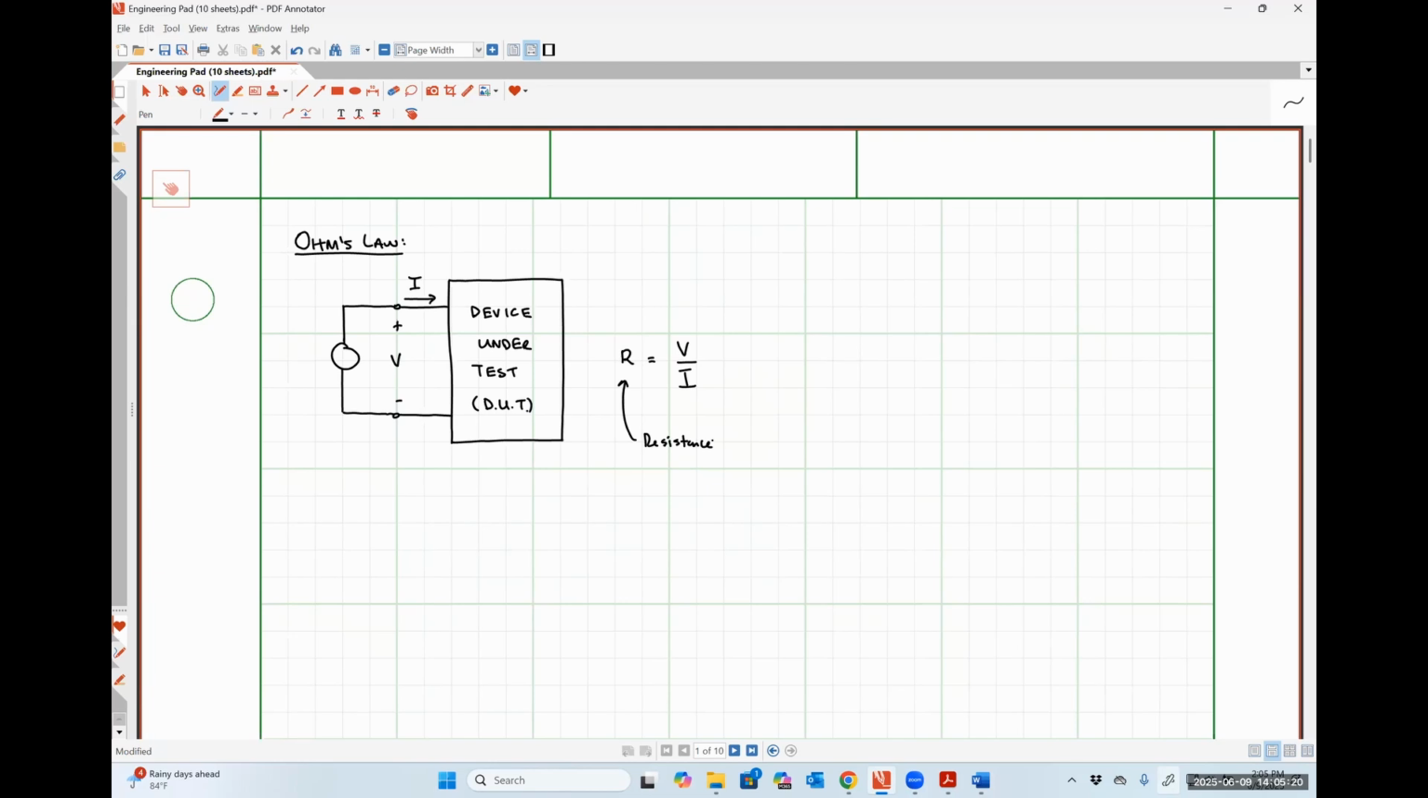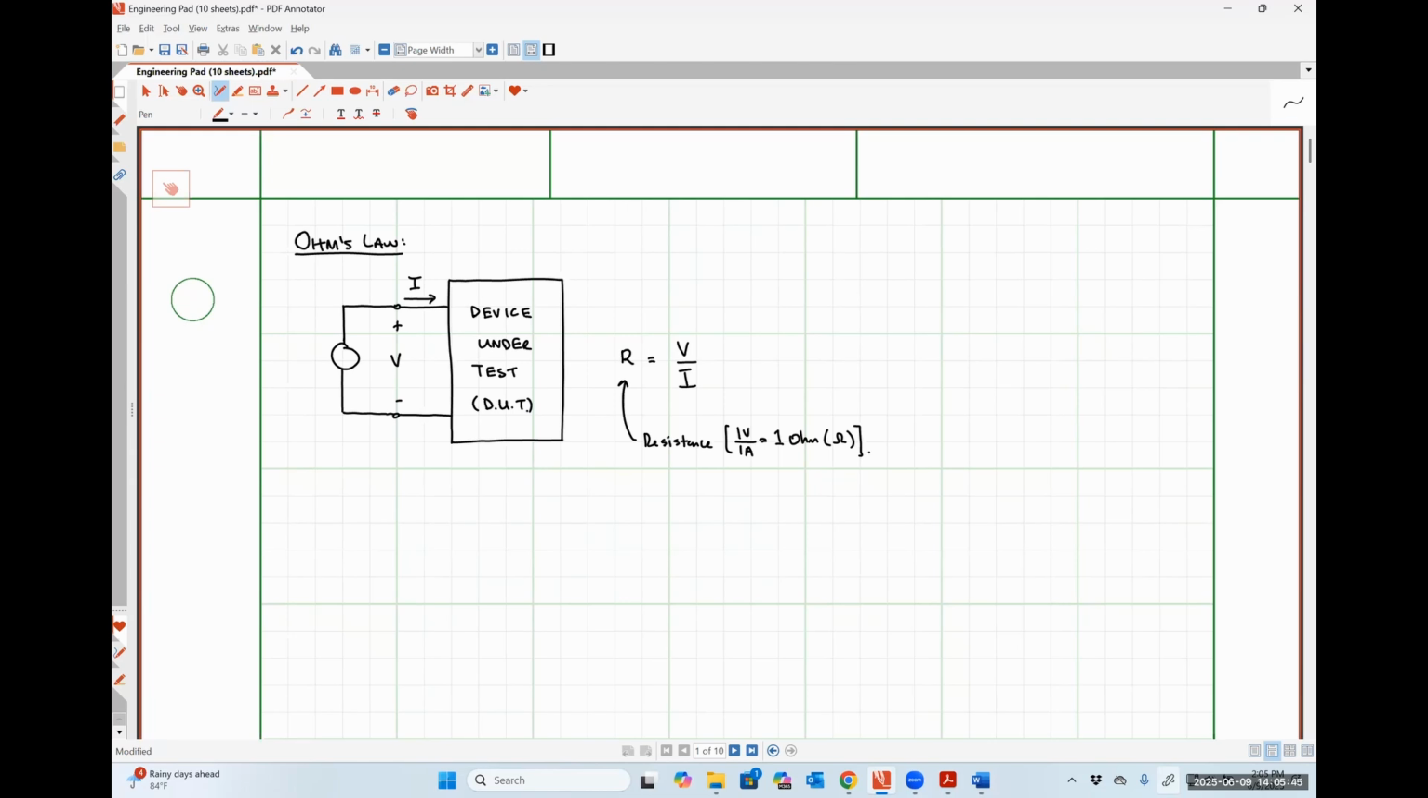And we can see, I think, pretty easily that the units of resistance are going to be 1 volt divided by 1 amp, since voltage is measured in volts and current is measured in amps. And we commonly call this 1 ohm, where the symbol is capital omega, like so.